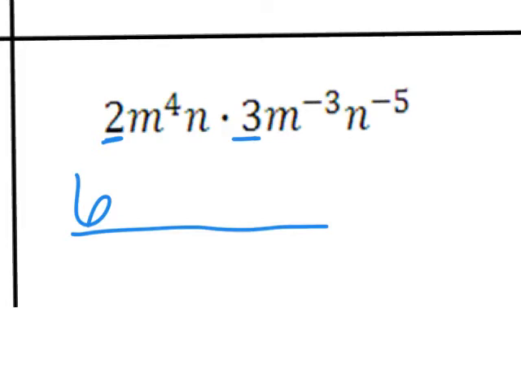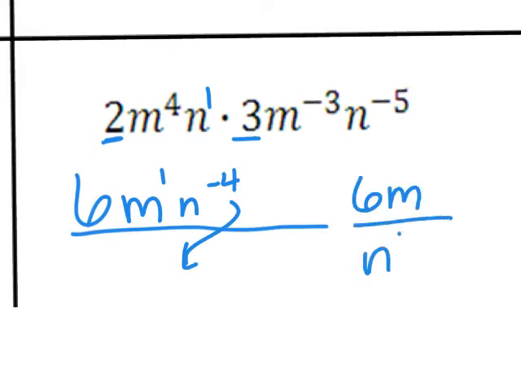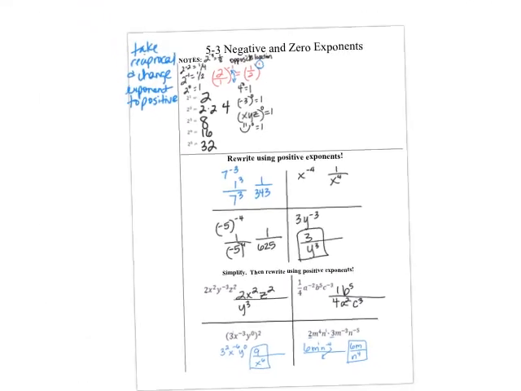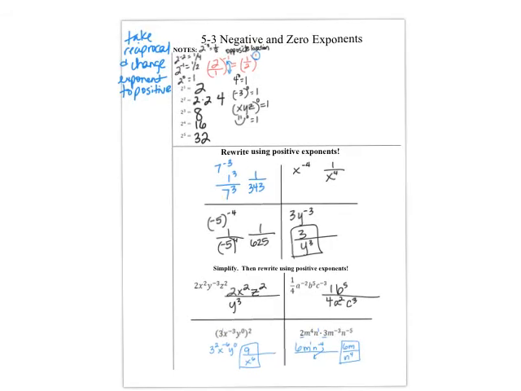Well, that's kind of nice because m to the first is just m. And then we have n to the first. Remember, if there's no exponent, it's understood to be a 1. N to the first minus n to the fifth would be n to the negative 4. Now I know that that's got to travel downstairs and become positive. So what I get as a result is 6m over n to the fourth. Okay. So there's all your notes for the first section of 5-3. And now we'll go on to the second page of 5-3.